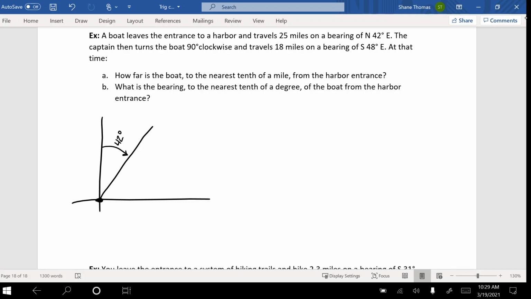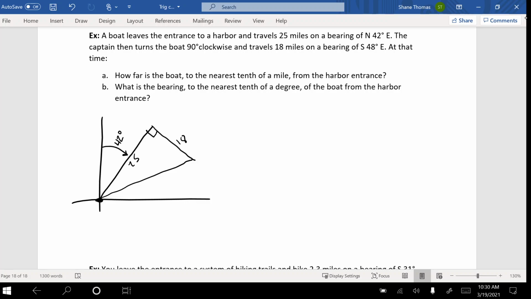Now then I get out there, and I'm going to make a 90-degree clockwise turn. So if I'm here clockwise, would I be going right or left? Right. I'll be going right. Okay? That gets me to there. 90 degrees is there. And I went how far? 25 miles to start, and then 18 miles. Okay? So then I'm going to stop right there, and I want to know what this distance here is and what that bearing is. Okay?